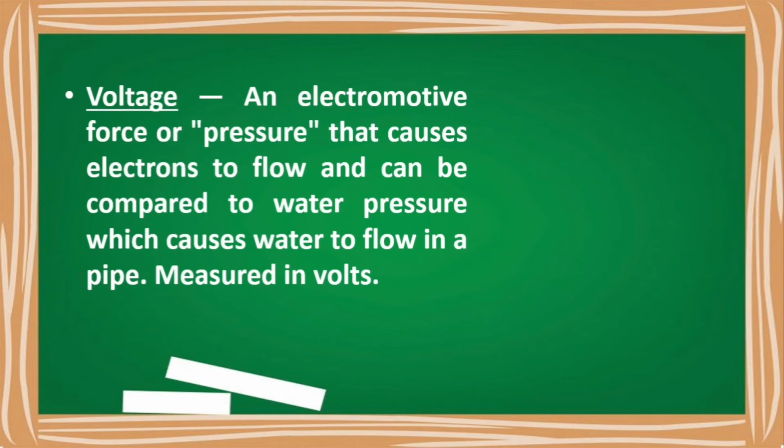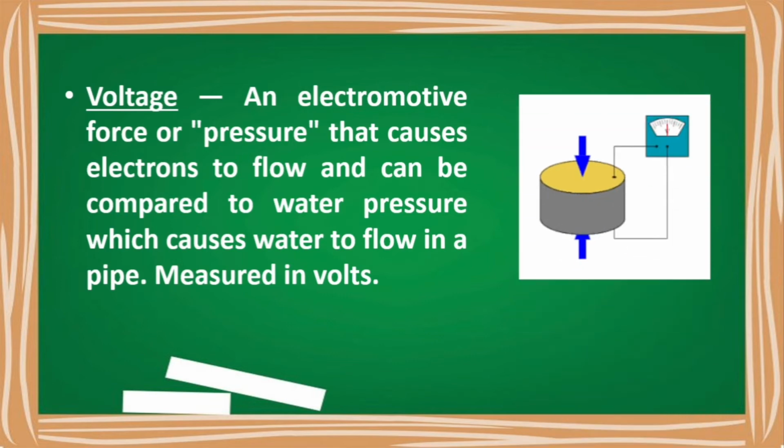Now voltage. What is voltage? An electromotive force or pressure that causes electrons to flow can be compared to water pressure which causes water to flow in a pipe. So voltage will make sure that the electron moves from its position and ensures current. As you see in the diagram, this pressure being applied gives you this potential. So this is what is voltage.